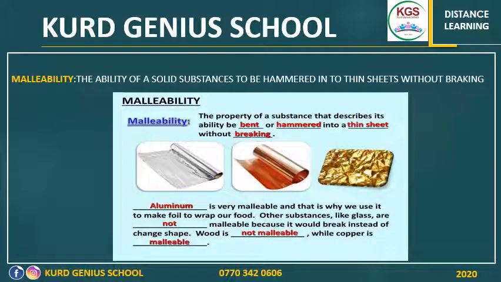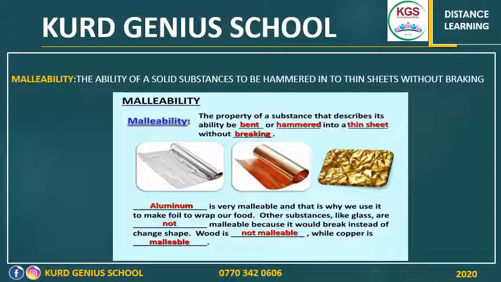The first physical property right here is malleability. Malleability is the ability of a solid substance to be hammered into thin sheets without breaking, or otherwise shaped without breaking. As you know, many metals are malleable, and a metal's ability to be hammered into thin sheets or bent is called malleability.